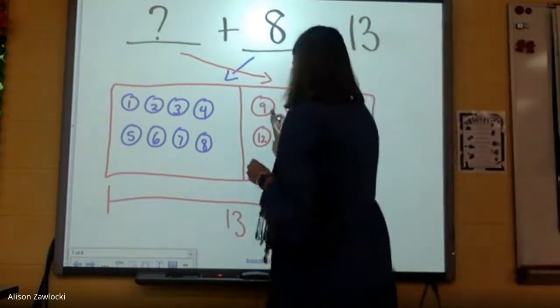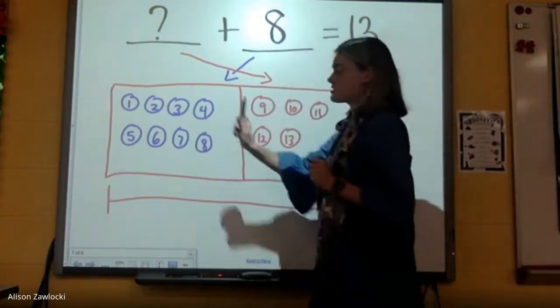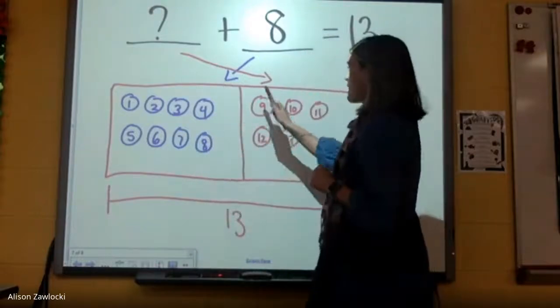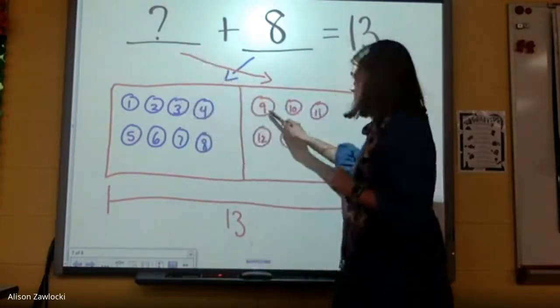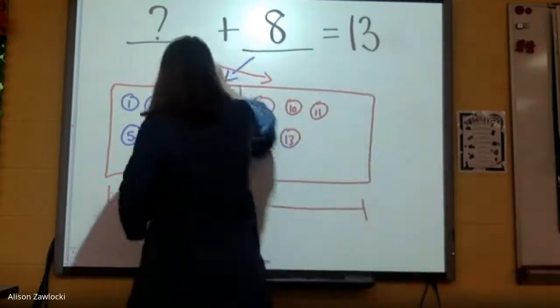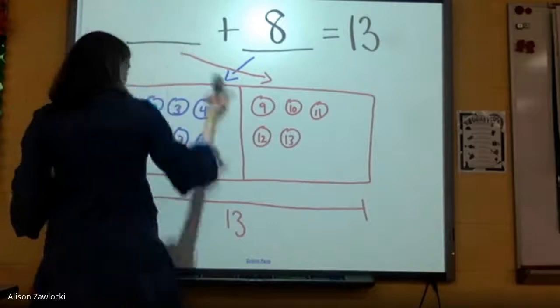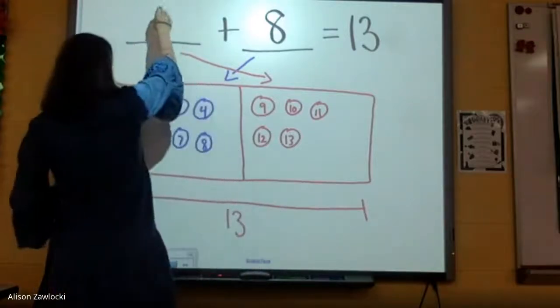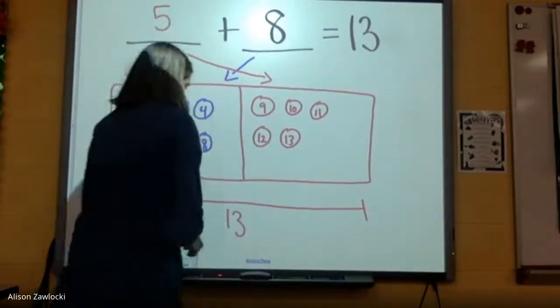So I'm going to count. How many counters did I add? So I had 8, and I'm going to count how many counters did I add. What's my missing addend? 1, 2, 3, 4, 5. So 5 plus 8 equals 13.